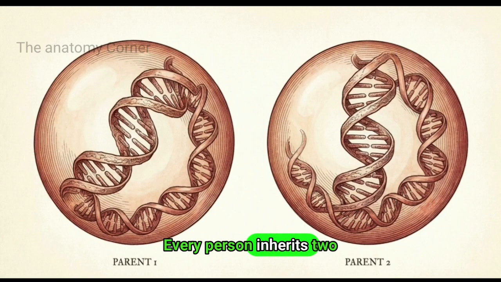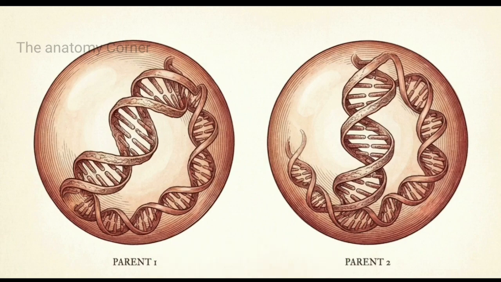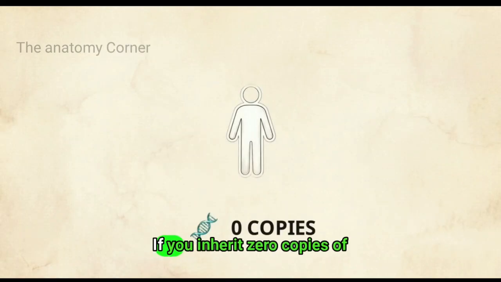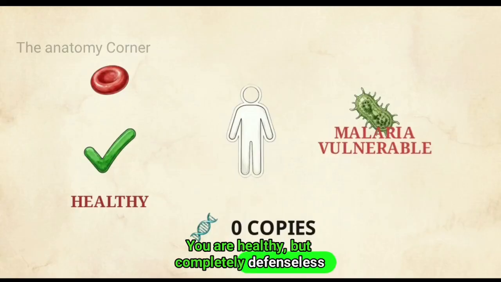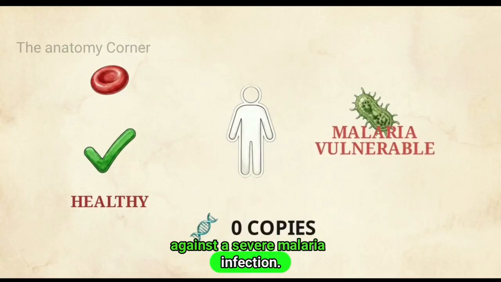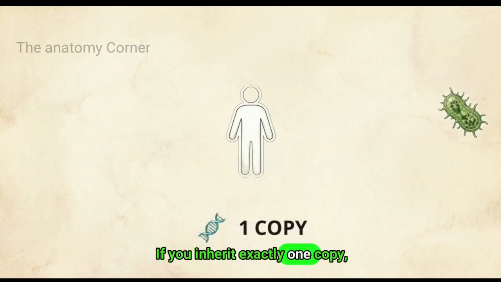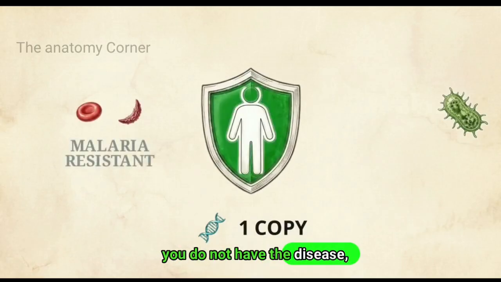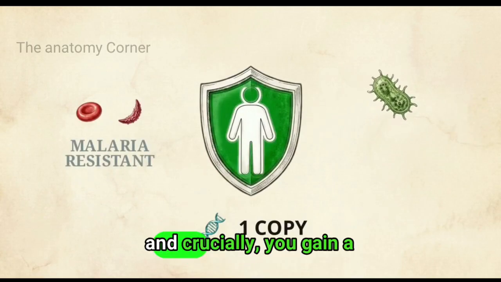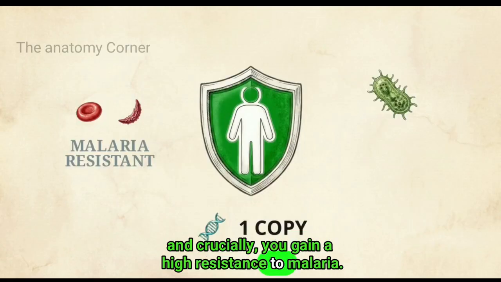Every person inherits 2 copies of the hemoglobin gene, one from each parent. This diagram shows scenario 1. If you inherit 0 copies of the mutation, your blood cells are perfectly normal. You are healthy, but completely defenseless against a severe malaria infection. If you inherit exactly 1 copy, you carry what is called the sickle cell trait. You do not have the disease. You remain mostly healthy, and crucially, you gain a high resistance to malaria.